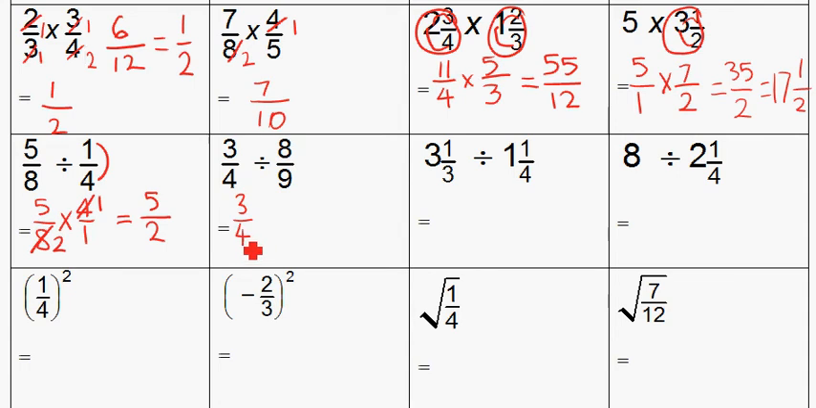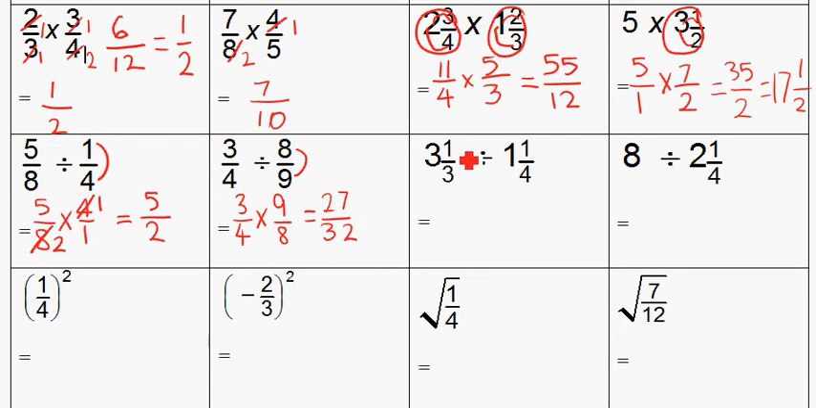Another example, change the divided by to a times and find the reciprocal of the second fraction. Look for any simplifying between the numerators and denominators. I don't think you can with this one. So multiplying across the top, 3 times 9 is 27, and 4 times 8 is 32.